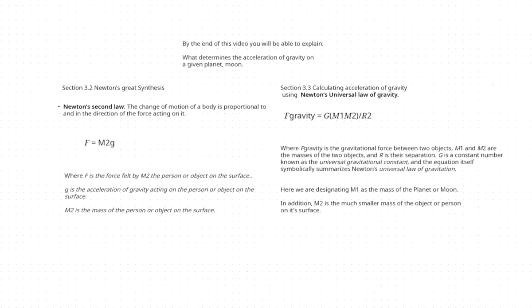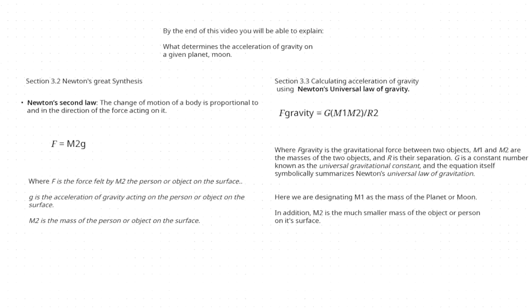First, let's go over what the parameters are with Newton's universal law of gravity. That was covered in section 3.3. Let me make this a little bit bigger for you so you can see. Newton's universal law of gravity says the force of gravity equals G, which is the gravitational constant, times the product of the two masses, M1 and M2, divided by the distance between them, R squared.